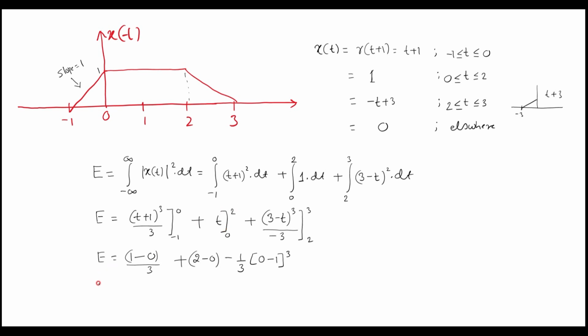So simplifying this, we'll get E is equal to 1 by 3 plus 2 plus 1 by 3, which gives therefore E is equal to 8 by 3 joules. This is the energy of the signal given x of t.